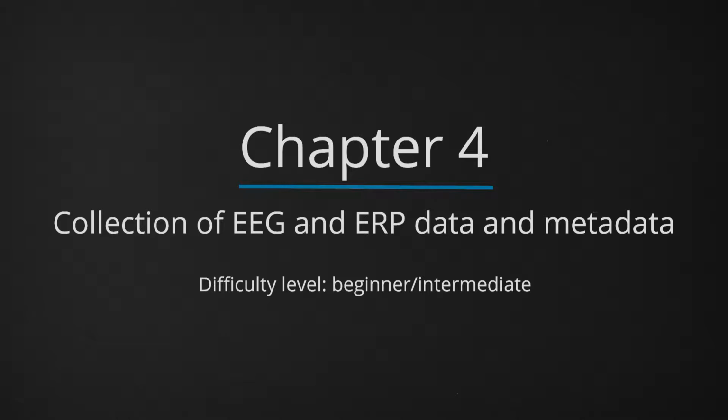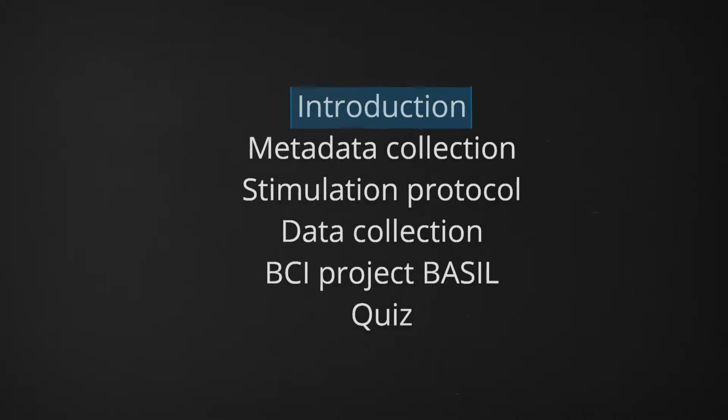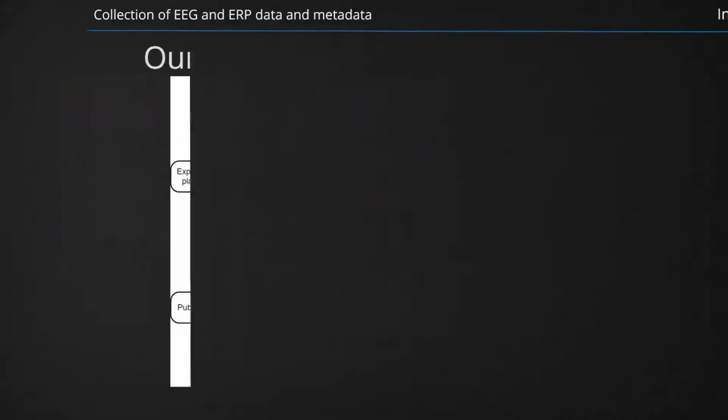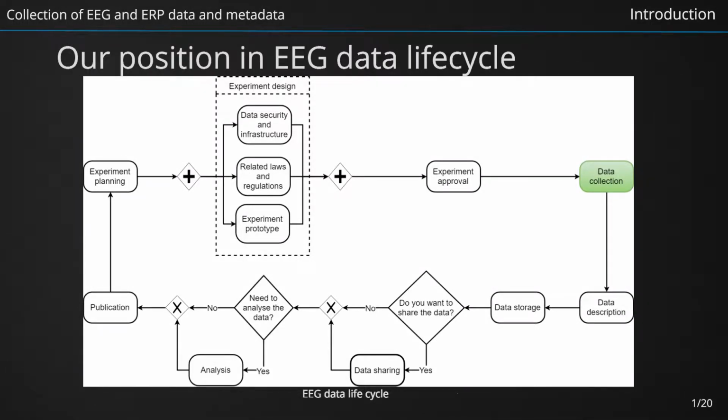For those of you who are beginners, we recommend first listening to the previous parts of our tutorial. In the first part of our tutorial, we introduce the whole EEG data lifecycle that you can see in the picture. It describes the phases through which the EEG or event-related data pass during their life. In this part, we will focus on the data collection phase, marked green in the picture. That is preceded by the phases of experiment planning, experiment design, and experiment approval.